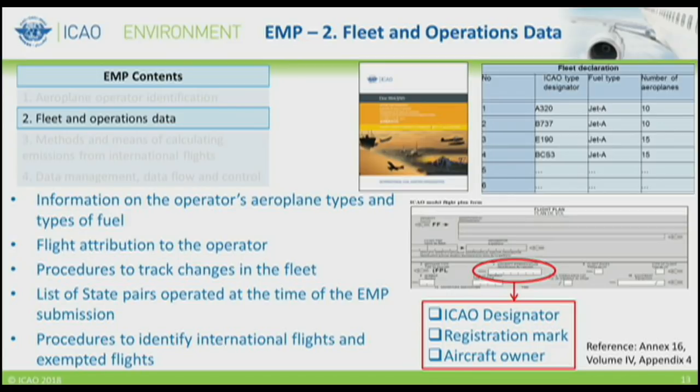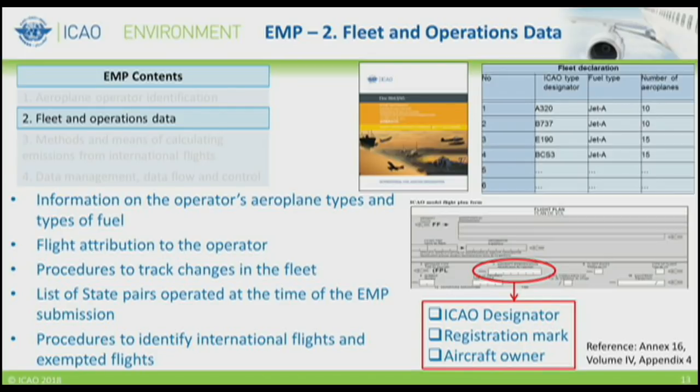Second main section of the emissions monitoring plan is with respect of fleet and operations data. So this section is quite interesting because the operator outlines the aircraft. There's something called fleet declaration that the operator fills in. So this declaration includes all the airplane types that the operator is operating, the fuel types, and the number of airplanes. So this is for the state to gain information about the magnitude of operations for that particular operator.